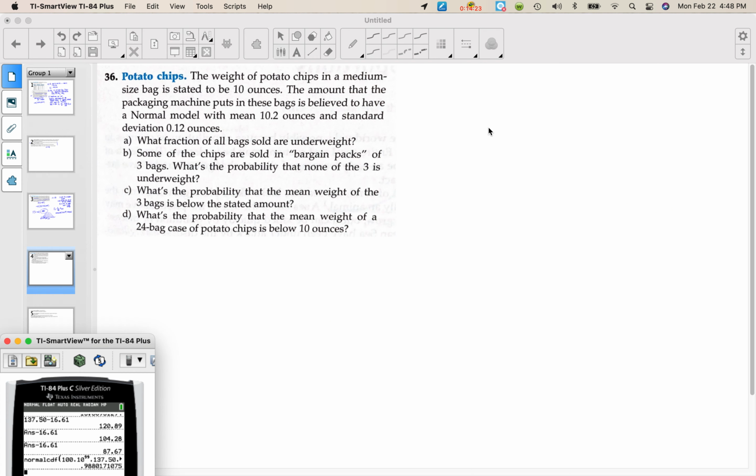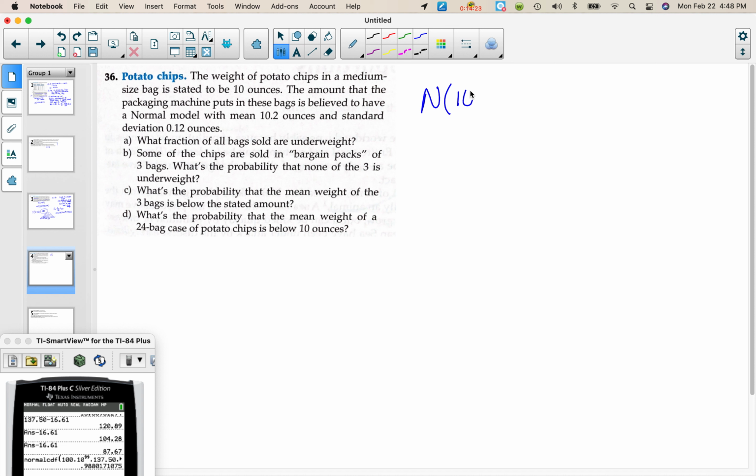So the last one I want to do, number 36, is about potato chips. The weight of potato chips in a medium-sized bag is stated to be 10 ounces. The amount that the packaging machine puts in these bags is believed to have a normal model with mean 10.2 ounces, and standard deviation 0.12 ounces. Now, that's what I do. When I'm reading a problem and I see that, I just write that down.